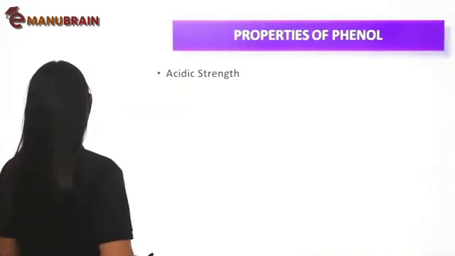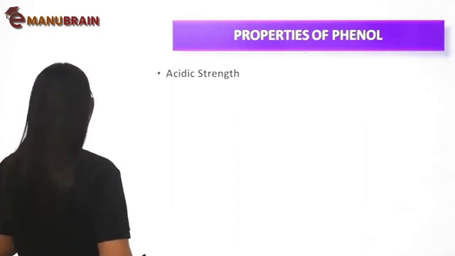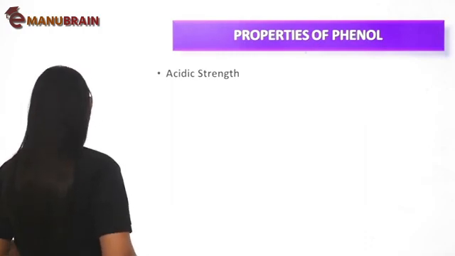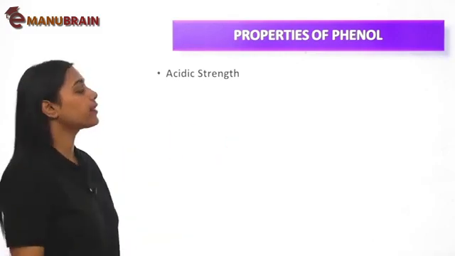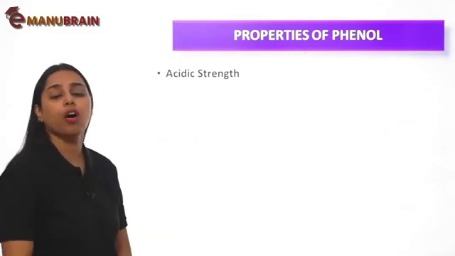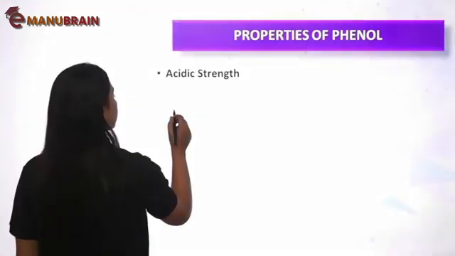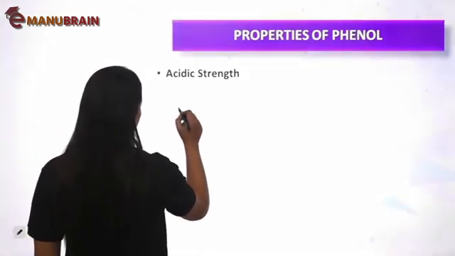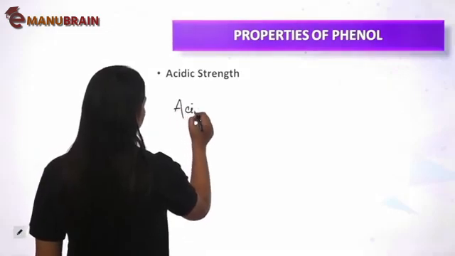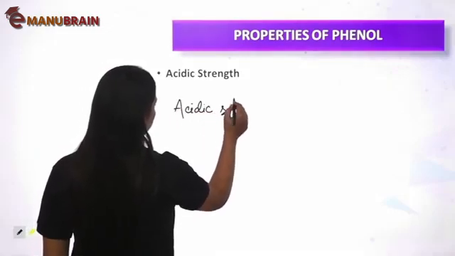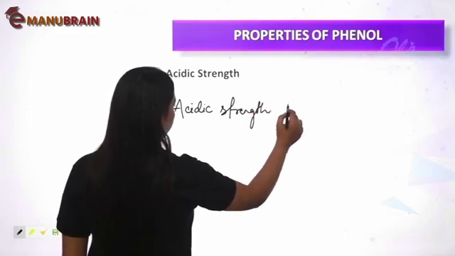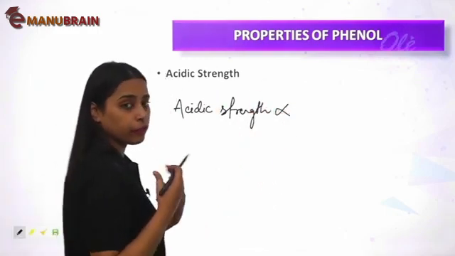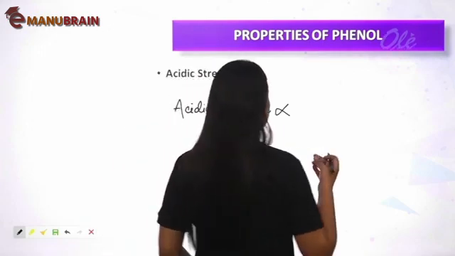Now we are going to discuss the properties, and in terms of property, the most important property which you will tend to know is acidic strength. These phenols are capable of showing acidic strength. This acidic strength is directly proportional to... you have learnt about effects, right?